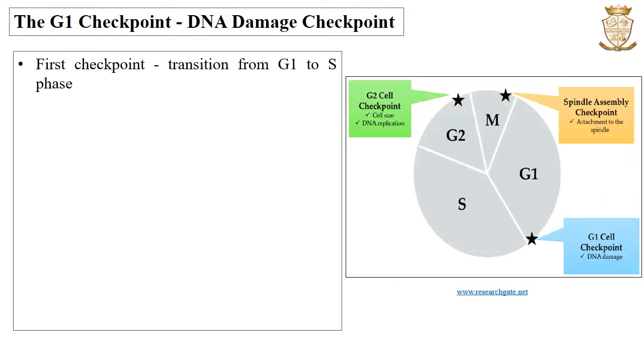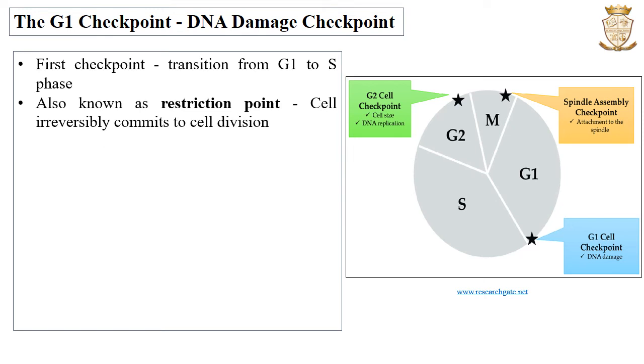This is the first checkpoint, which regulates the transition of a cell from G1 to S phase. The G1 phase, as we said before, is a state a cell reaches immediately after cytokinesis, and generally it is very long. The length of G1 phase is generally constant for a given cell type. This checkpoint is also known as the restriction point. During this point, the cell irreversibly commits to cell division.